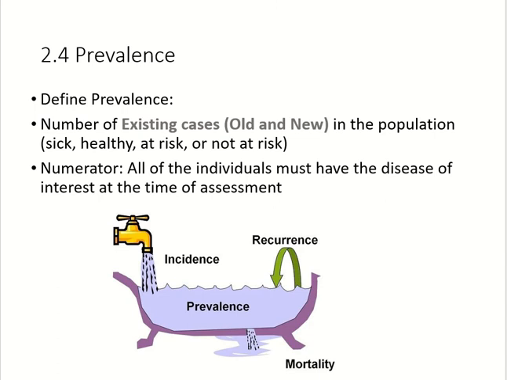Then there is the concept of prevalence. Like incidence is the new cases, prevalence is the existing cases, the old and the new. And when you're calculating the prevalence, in your numerator, you're going to put all the individuals who have the disease of interest at the time of the assessment.